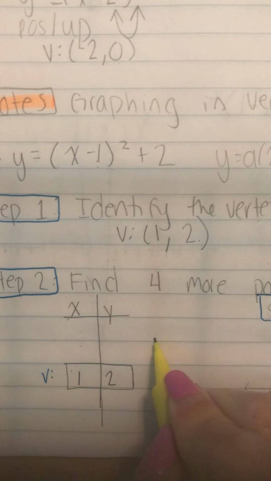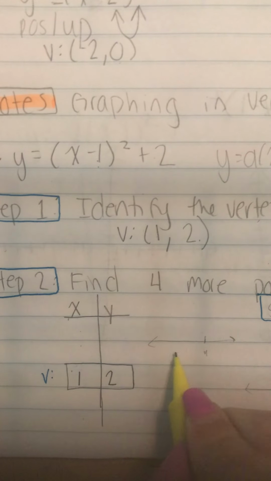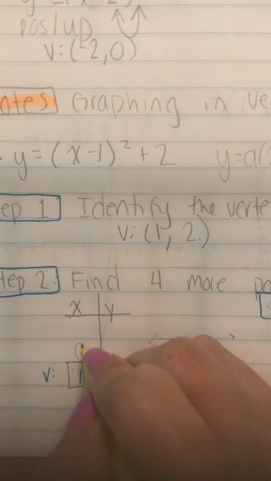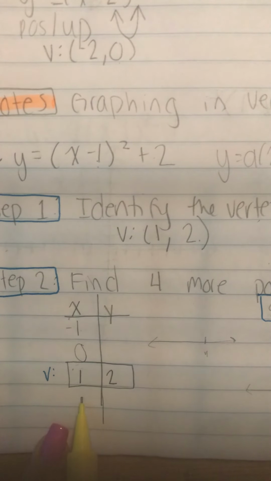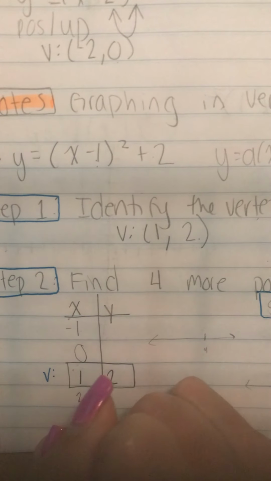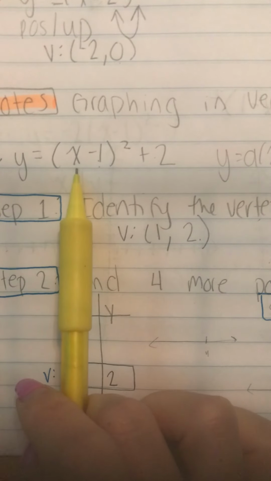Now remember, 1 is on a number line. This is a number line. So if 1 is right here, we need 2 points to the left of it. So that would be 0 and -1. And you can pick any numbers to the left. It doesn't have to be these 2. And then 2 numbers to the right would be 2 and 3. So now that we have our X, how are we going to get the Y? We're going to plug it into the formula.